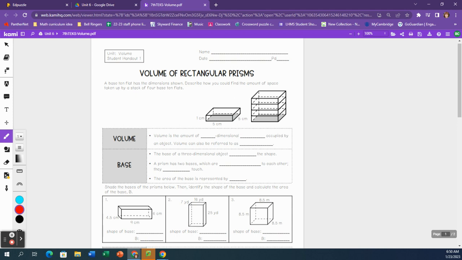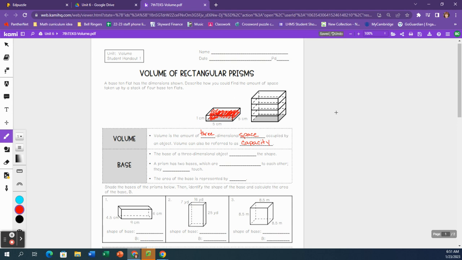I have my pad upside down. Okay. Volume is the amount of three-dimensional space occupied by an object. Volume can also be referred to as capacity. So what we're talking about is the space in between here. If we were to fill this up with water or whatever, we're talking about the space all inside, not just the surface area.